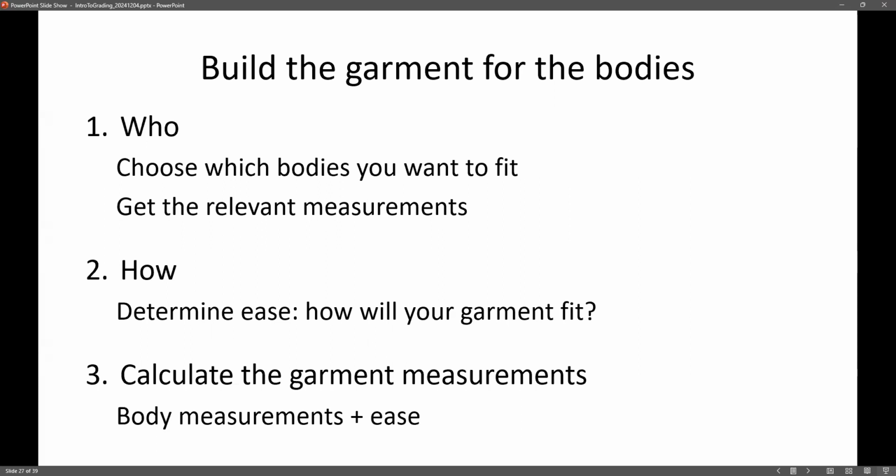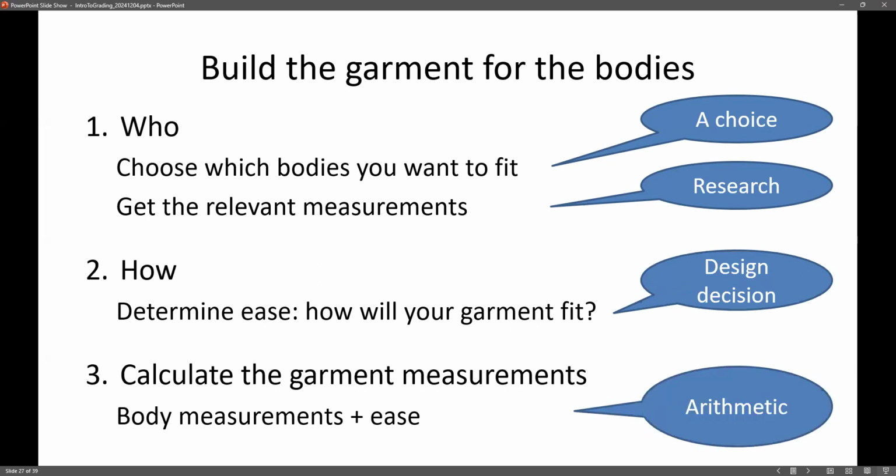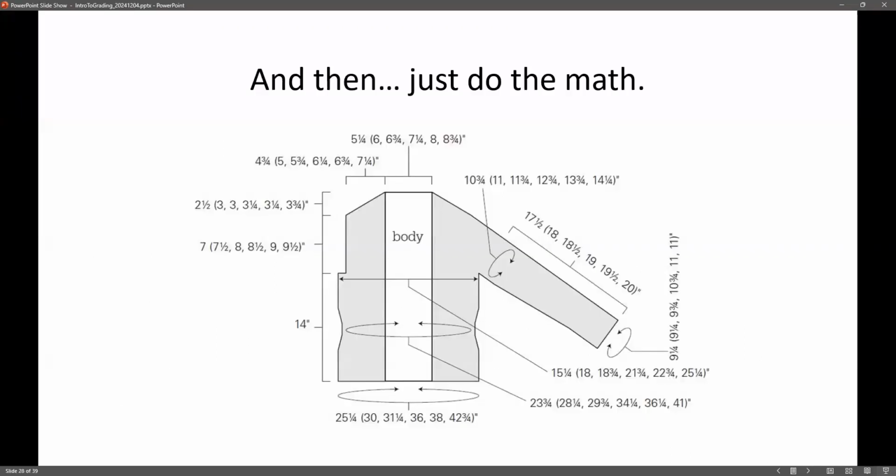So in terms of how I go about doing this in the process, choosing the bodies I want to fit, that's my design choice. The relevant measurements are research. Determining how my garment fits, that's a design decision. And then calculating those garment measurements, that's arithmetic. Make sense? And so, yeah, she says glibly, you just do the math, right? So back to the discussion about grade sets here.